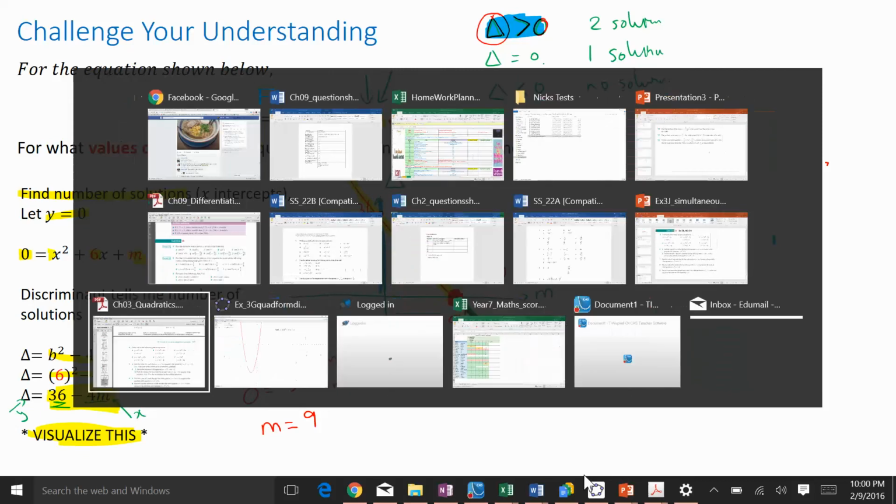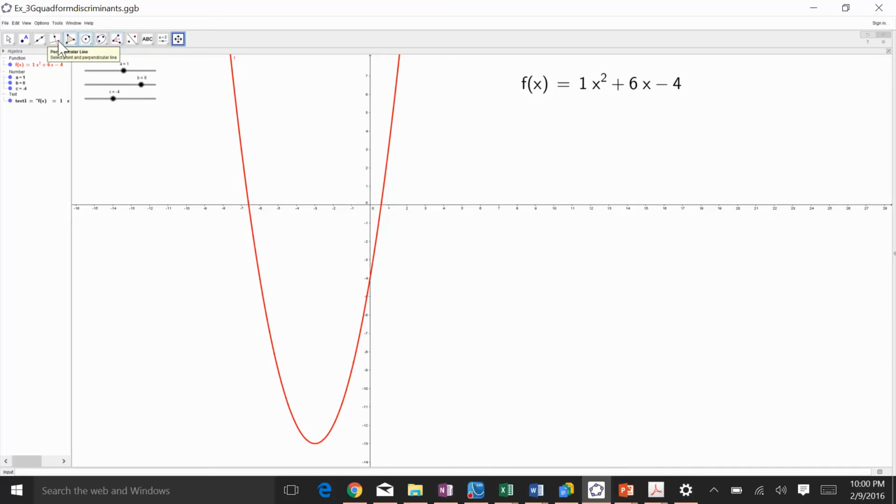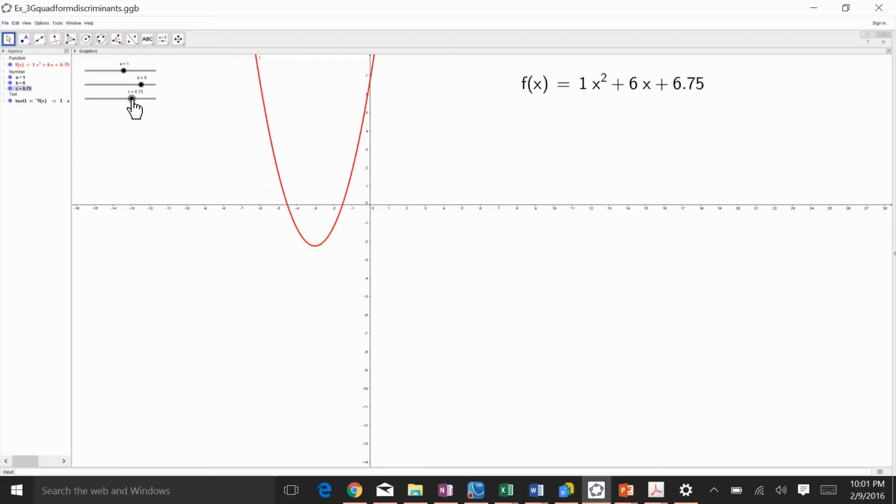Where's my GeoGebra? Oh, there it is. Okay. Same thing. See how I've got 1x squared plus 6x. This is on minus 4 right now. But we said, let's change that m value. I said if I have greater than 9, it should have no solutions. Let's have a look. I'm moving it, it's 6.5, I still have 2 solutions. If I move it right to 9, 9 has exactly 1 solution, which is what we solved before.